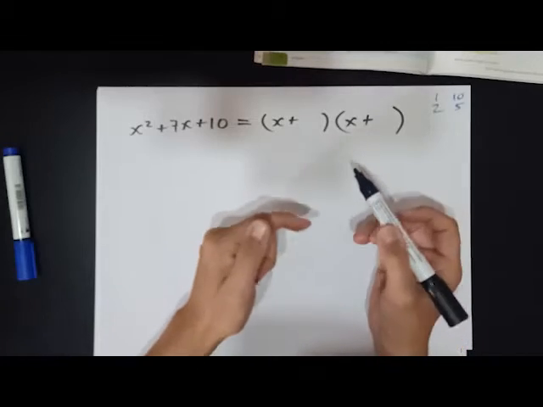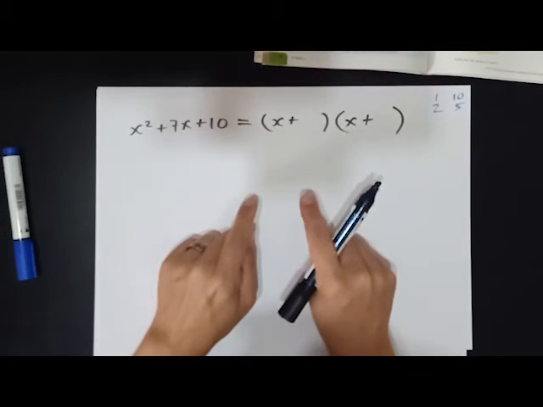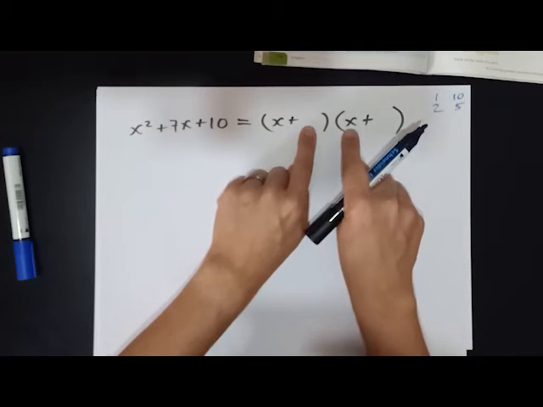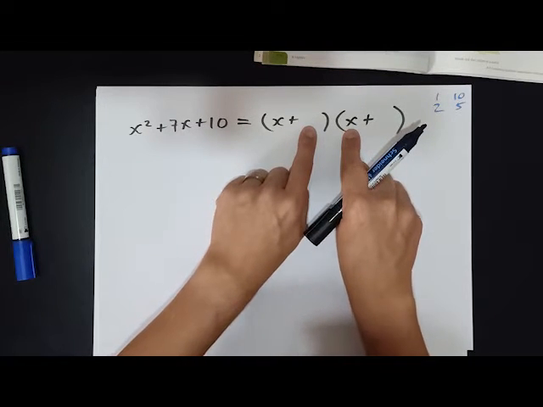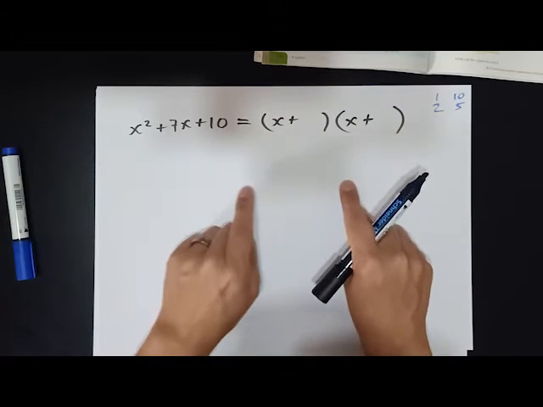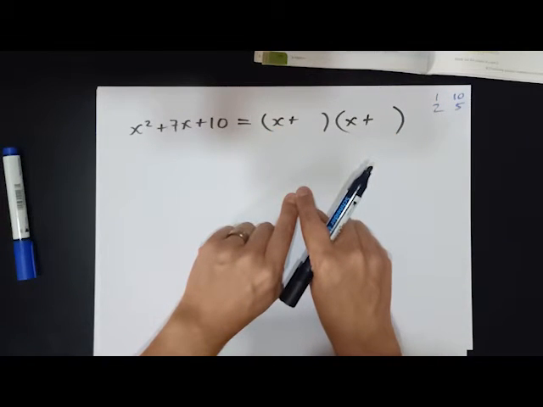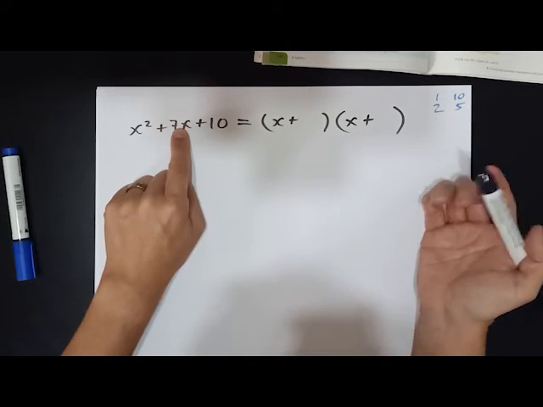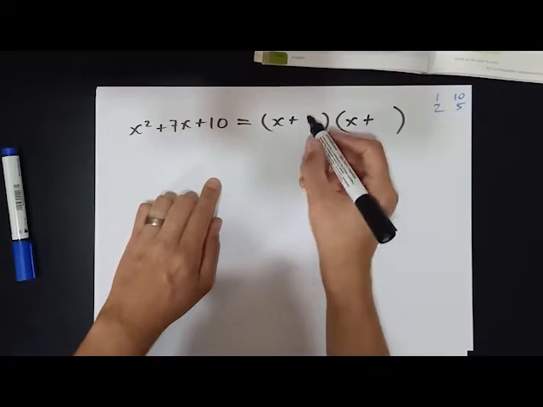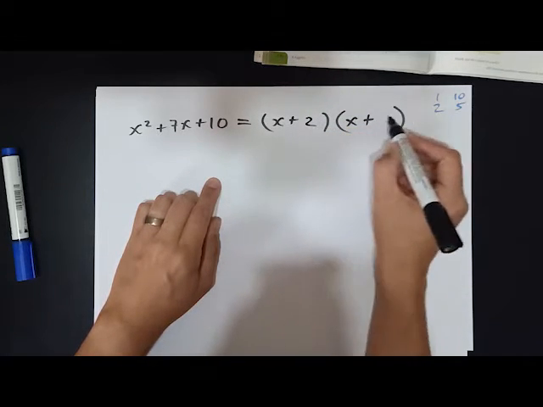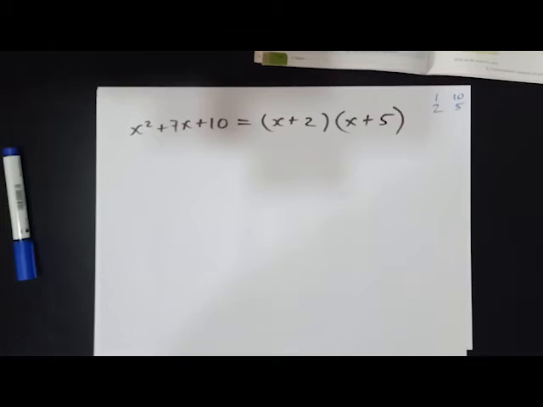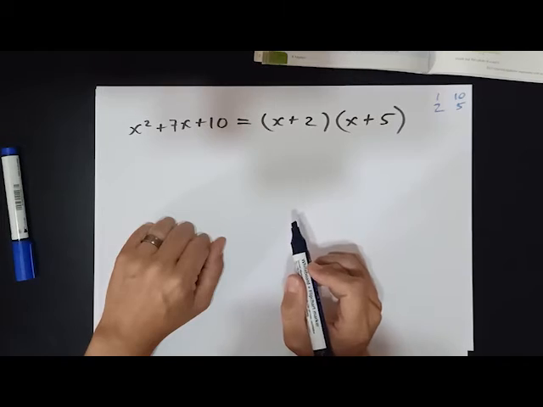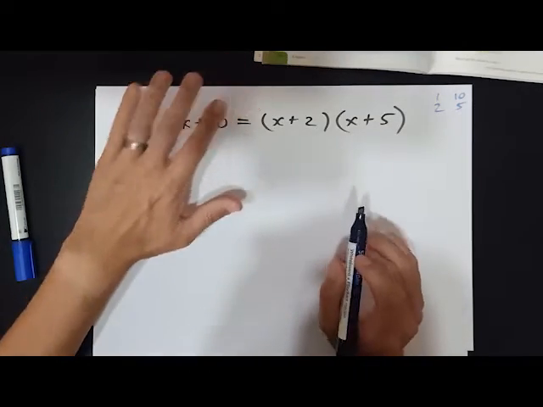But if you remember how it works, when we expanded it out, this times this would give me something x, and this times this would give me something x, and we add them together to get this. So they need to add together to make this one, and multiply to make this one. That's quite easy. It's going to be 2 and 5. It doesn't actually matter which way round it is in this example. Okay, so there we go.